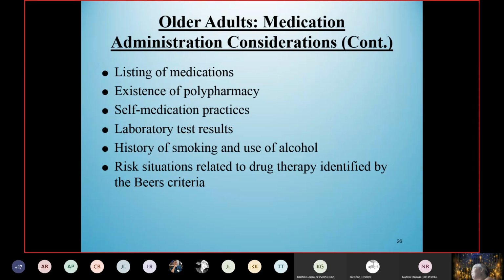You also want to look at their medication list. Do they have polypharmacy? Do they follow safe medicine practices? Labs, history, smoking, alcohol. And then, as I talked about, Beers criteria. It's a list of potentially inappropriate medications for use in individuals over 65. It's meant to help prevent adverse drug reactions. The problem with Beers criteria is that so many medications have a potential for adverse reaction in over 65 that honestly, they should do the opposite. Okay, these are ones you can use as opposed to can't use.